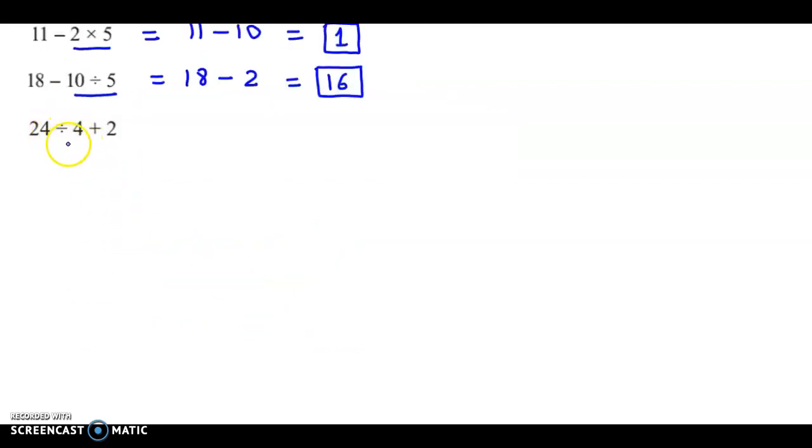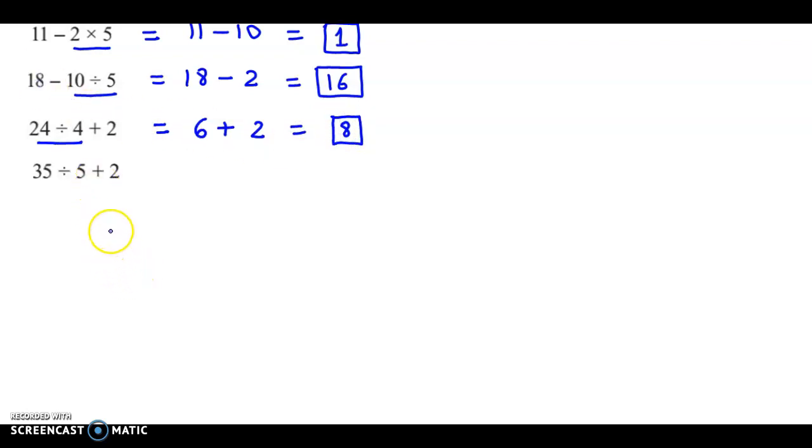Now, here we perform the division first, 24 divided by 4 and then the addition. Now, 24 divided by 4 gives us 6 plus 2, which makes it 8. So, the answer is 8.